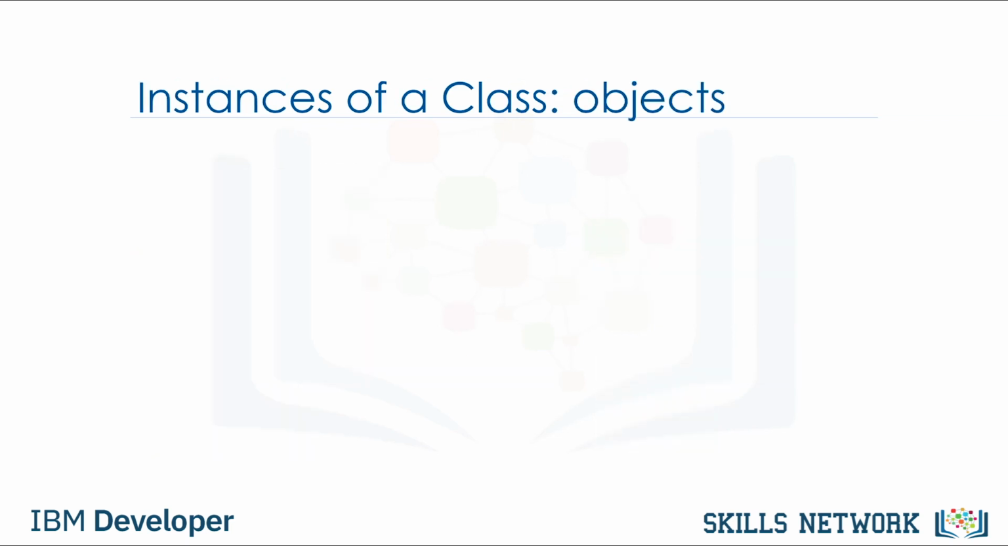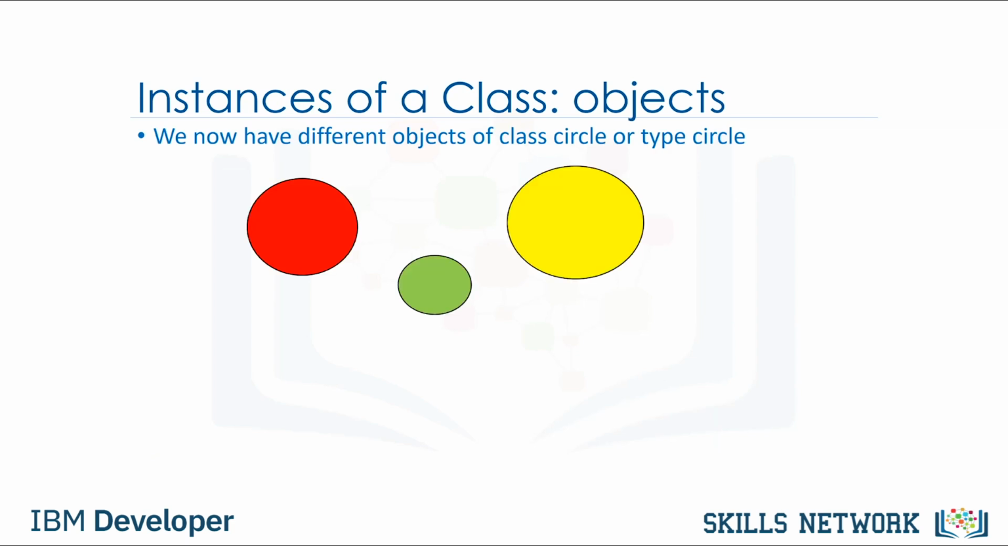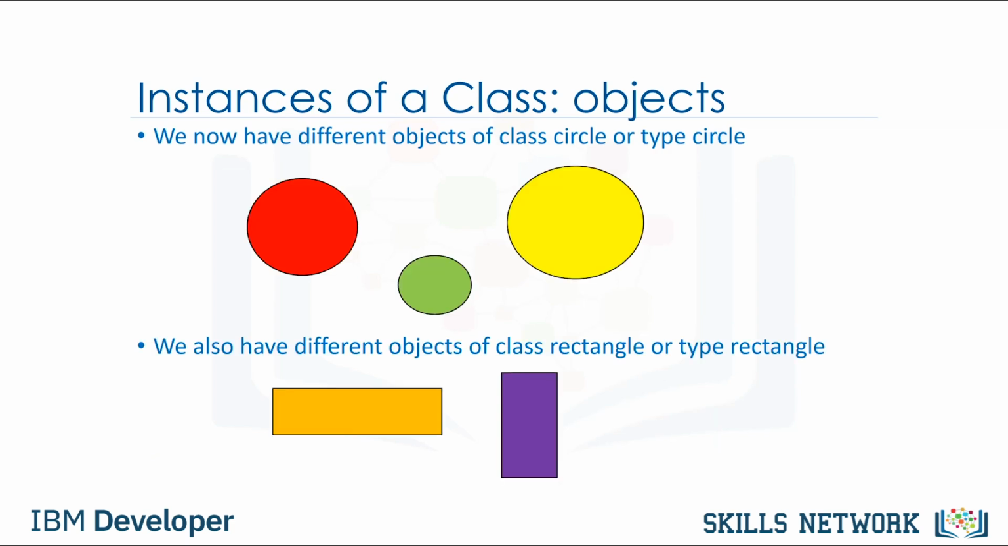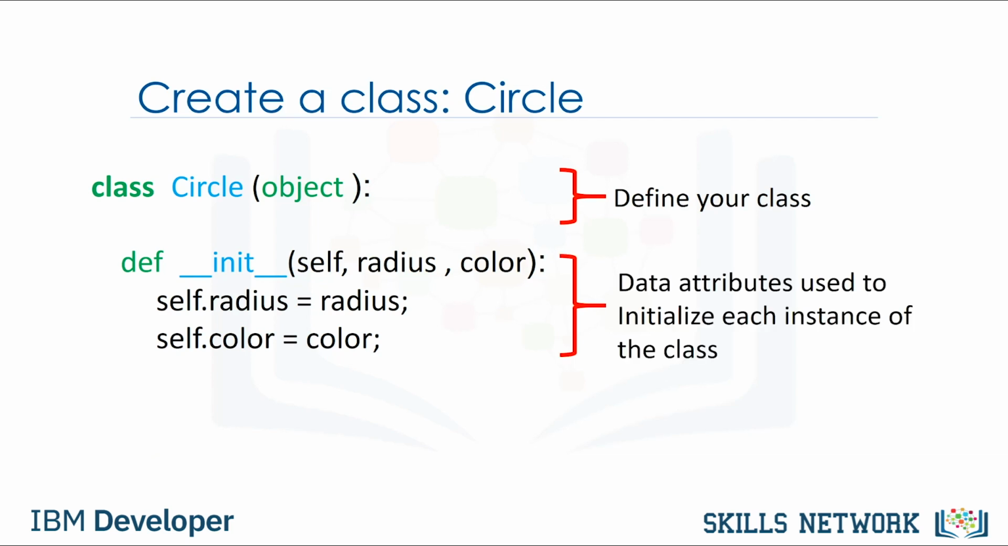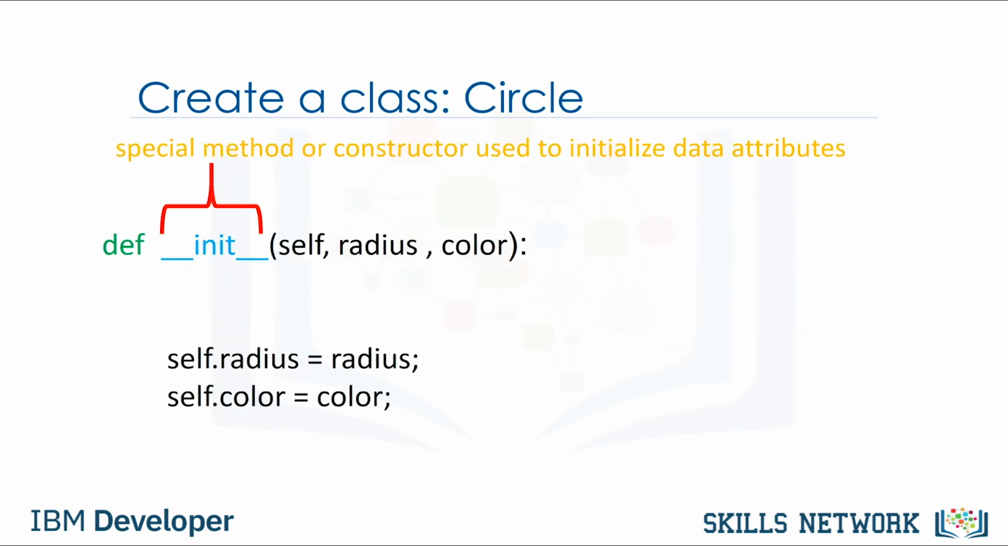We now have different objects of class circle or type circle. We also have different objects of class rectangle or type rectangle. Let us continue building the circle class in Python. We define our class. We then initialize each instance of the class with data attributes, radius, and color using the class constructor. The function init is a constructor. It's a special function that tells Python you are making a new class. There are other special functions in Python to make more complex classes.